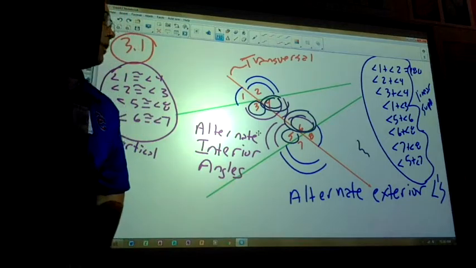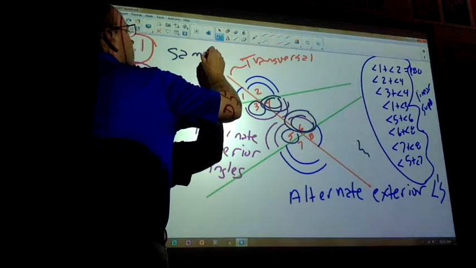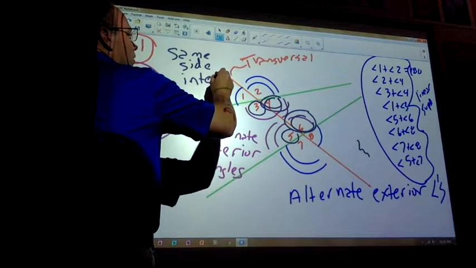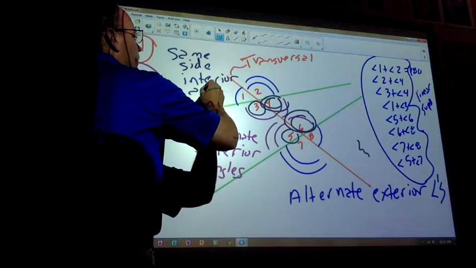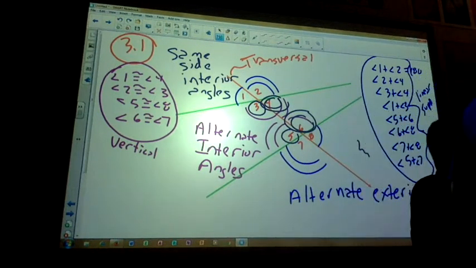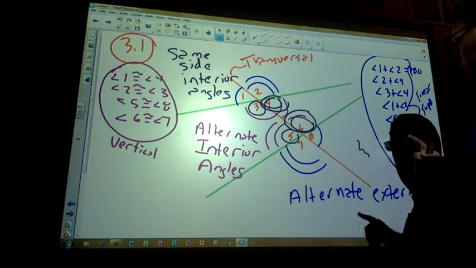Angles 3 and 5, or angles 4 and 6, are called same side interior angles. Same side interior angles are on the same side of the transversal. They're on the inside of our green lines, which are just two arbitrary lines that aren't necessarily parallel. So we talked about same side interior, alternate exterior.